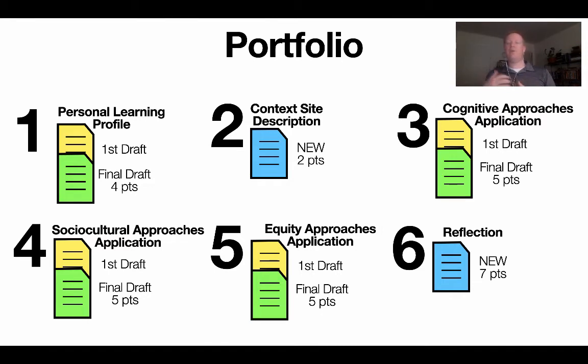And then we get to number 6, the reflection piece. This is a totally new writing. I do want you to do some kind of deep thinking. Part of it's going to be a reflection of this process for the portfolio. Part of it's going to be thinking across the theories in your context, and a couple other things. So just as long as you address all those prompts, you will get all of these points.